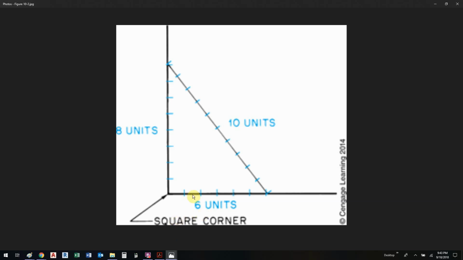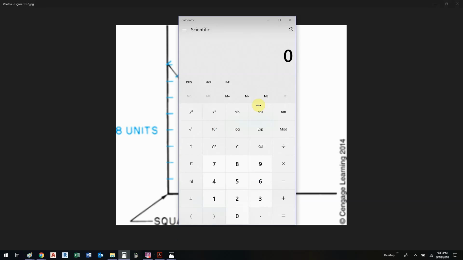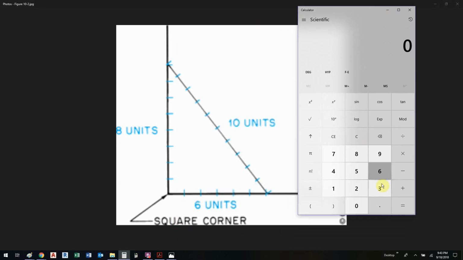Now wait a minute, he's saying 3-4-5, this says 6, 8, 10. Well, yes, it can be any unit of 3-4-5. So we could say 3 times 8, and we have 24. 4 times 8 is 32. And if we say 5 times 8, what do you think that's going to be? Let's try this again. 5 times 8. So we have 40. So we would be using 24, 32, 40.